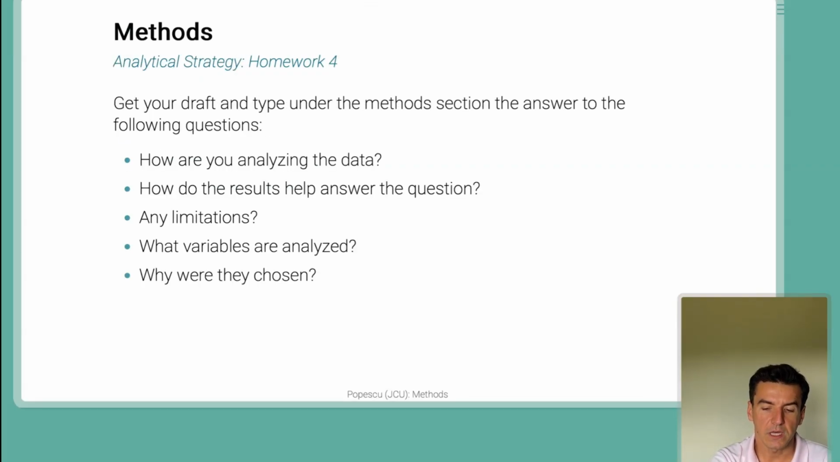And then the final thing for your method section is to draft the answers to these kinds of questions. How are you analyzing the data? How do the results help answer the question? What are the limitations of your analysis? What are the variables that you analyzed? And why did you choose them? So try to answer these 5 questions in a way that's similar to how the author in the model article answered that question.